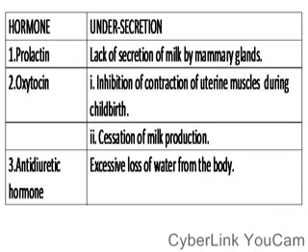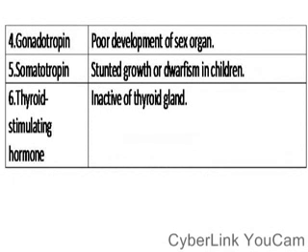Then another hormone to discuss its undersecretion is antidiuretic hormone. Its undersecretion leads to the excessive loss of water from the body. Then another hormone to discuss its undersecretion is gonadotropin. The undersecretion of gonadotropin leads to the poor development of sex organs.